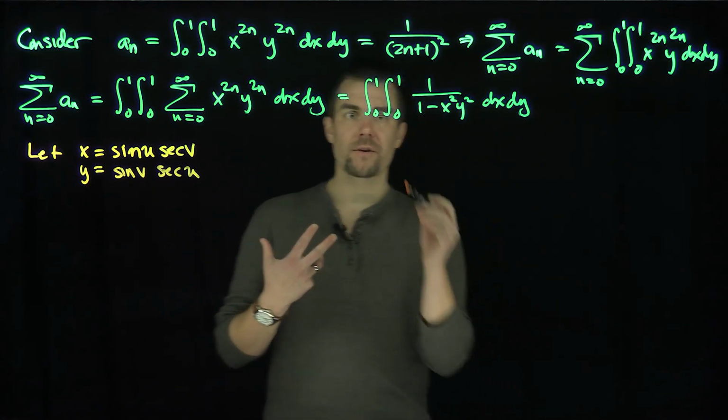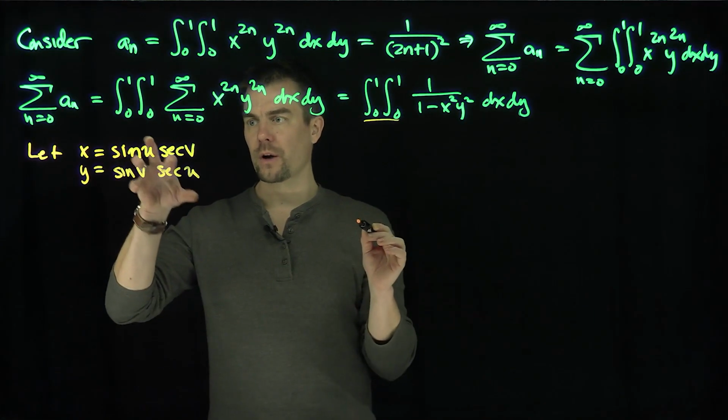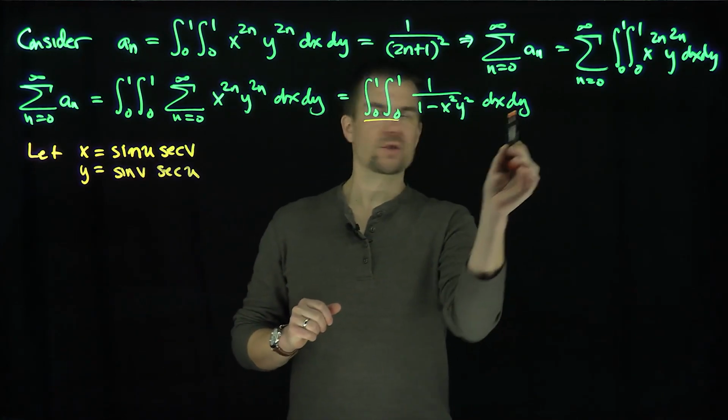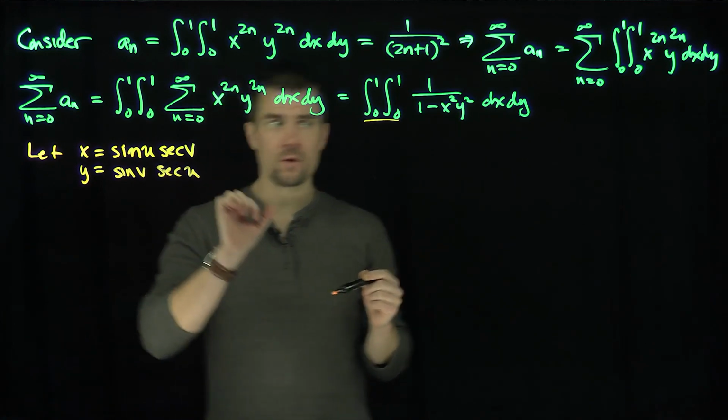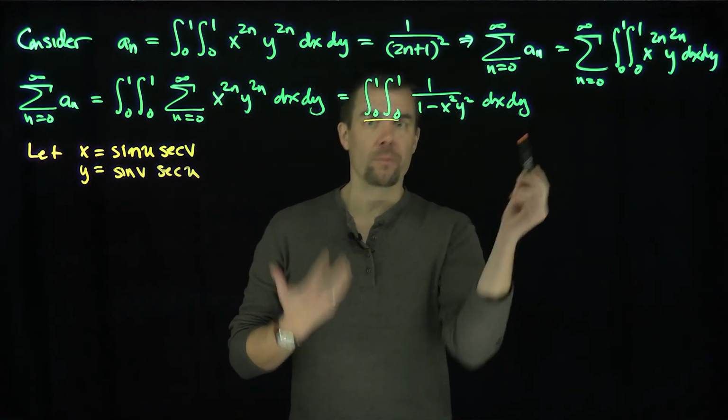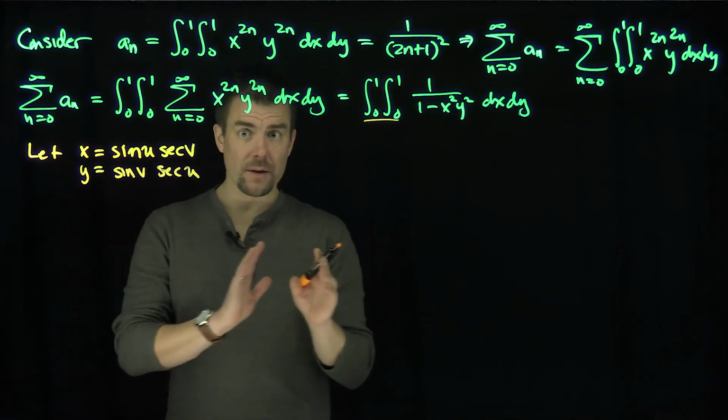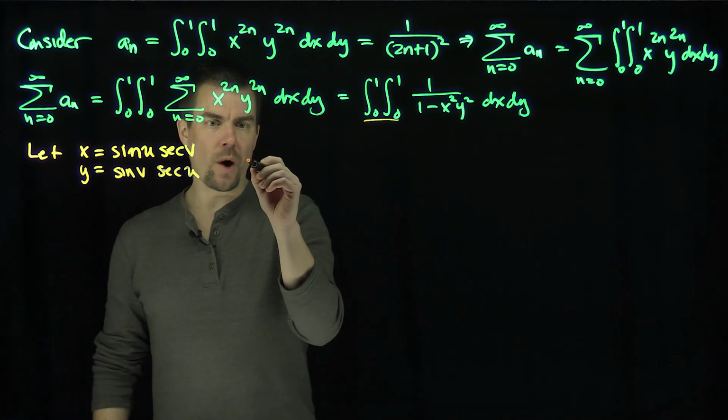If I was going to change the variables, I need to do three things. I need to figure out how the limits of integration are going to change in the UV space. In other words, if x and y reside in the unit square, where do u and v reside in the UV plane? How will my function change and how will my differential change? Let's first examine how the differential will change.